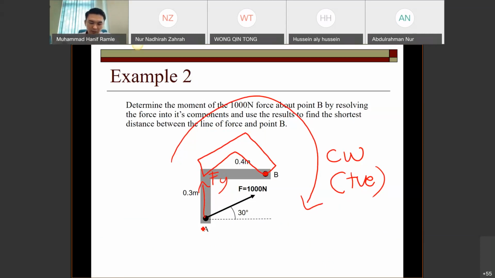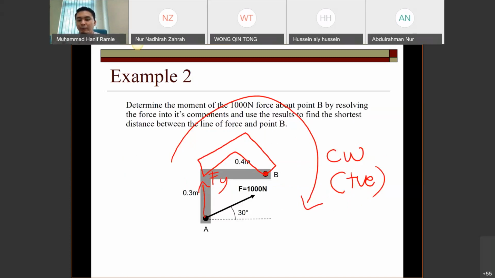From the original position here, the AB rigid body will be moving like this. That's why we get positive. Okay, all right, clear? Do you clear? Yes, Doctor.